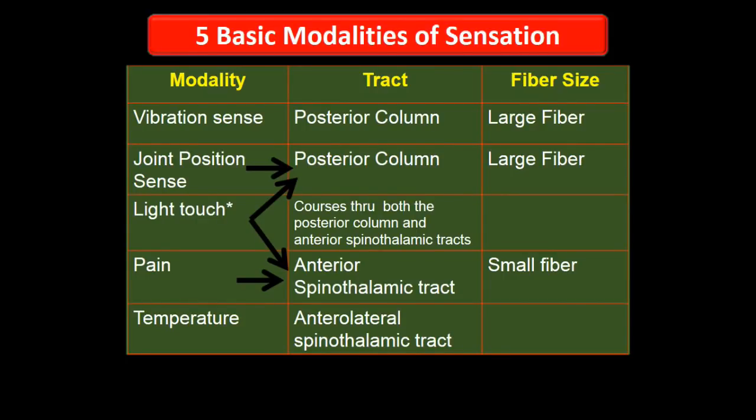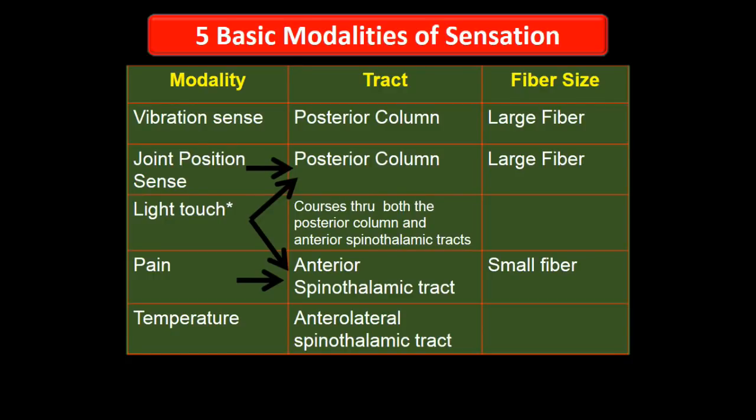Now take note here. There are 5 basic modalities of sensation: vibration, position, light touch, pain, and temperature. Vibration sense goes through the posterior column. These are large fibers. Joint position sense is also posterior column, again large fibers. When it comes to temperature, that's the anterolateral spinothalamic tract, small to medium fibers. Pain is small fibers through the anterior spinothalamic tract. So both pain and temperature are carried by the spinothalamic tract. The pain is anterior while the temperature is anterolateral.